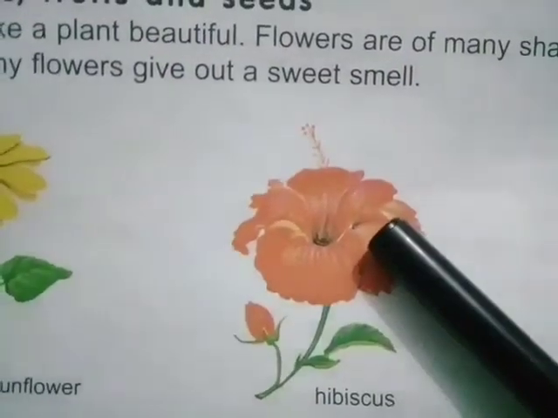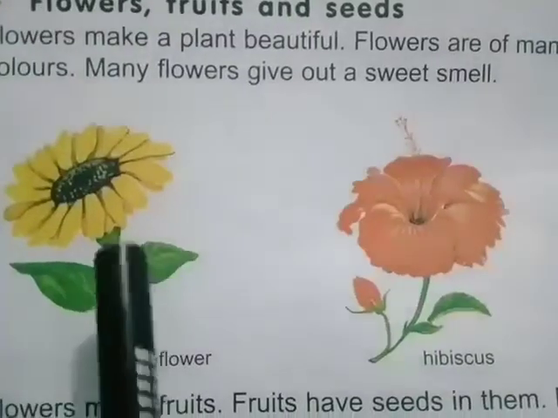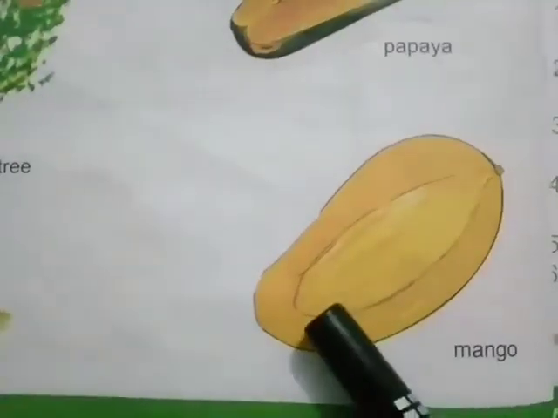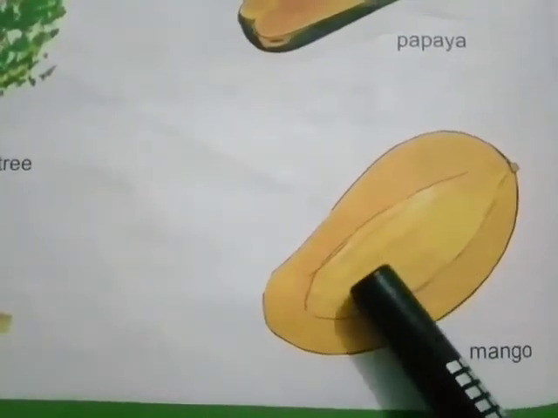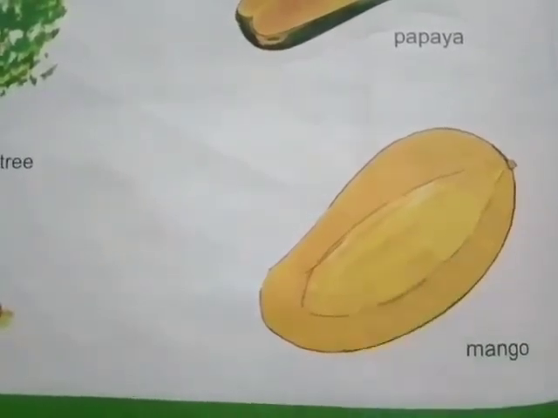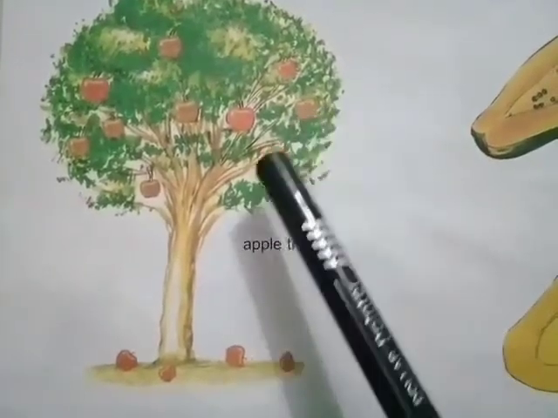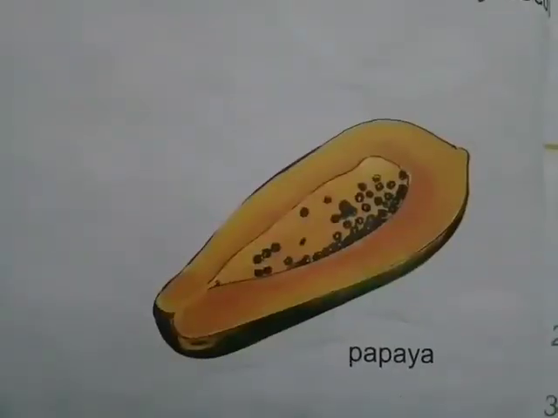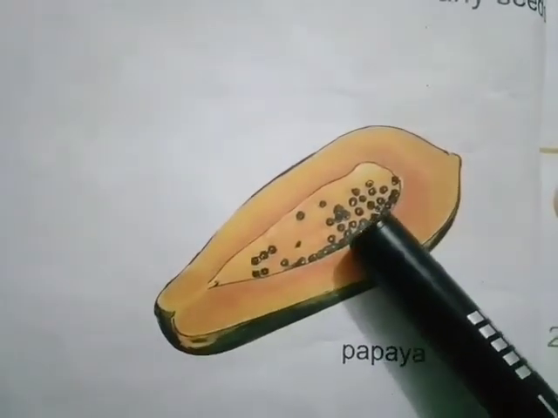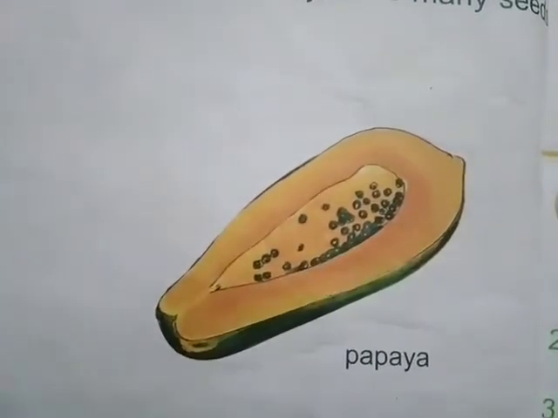Flowers make fruits. Fruits have seeds in them. From these seeds, new plants can grow. Some fruits such as mango have only one seed inside them. You can see in the picture only one seed inside. Some such as orange and apples have few seeds inside them. And the next example is papaya. A papaya has many seeds inside it. You can see in the picture many seeds are present inside it.